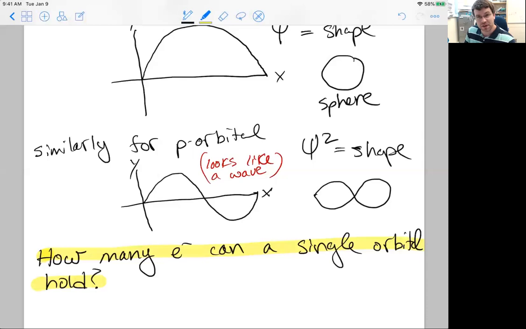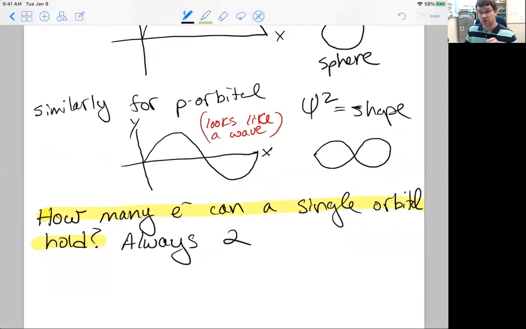Now, some of you are thinking back to some high school chemistry and you're like, oh, I know, sometimes it's 2, sometimes it's 6, sometimes it's 10, sometimes it's 18. It's always 2. Always 2. Okay, now I know some people want a refund on their tuition at this point, but hear me out. The answer to this question, how many electrons can occupy a single orbital, is always 2.